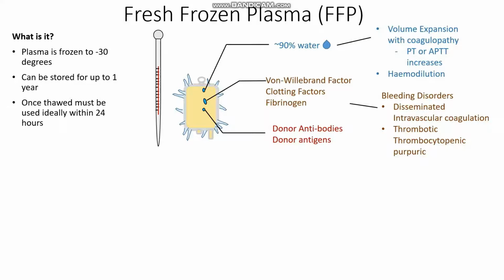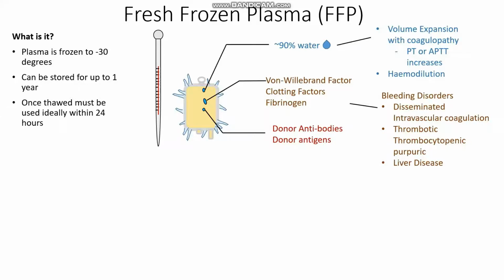Another time we may give FFP is if the patient has difficulty forming these clotting factors or forming fibrinogen in cases like liver disease, because remember, most of our clotting factors are actually formed inside of our liver. So if we have liver disease and an issue with synthesis of the factors, we can give it in the form of FFP just to replace those. And this may also be done in abnormalities where we have a congenital deficiency of these factors and we can't produce them. So those are the main uses of FFP.